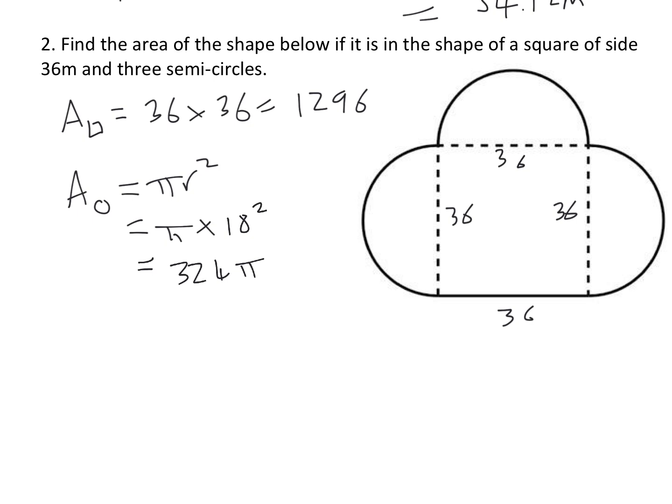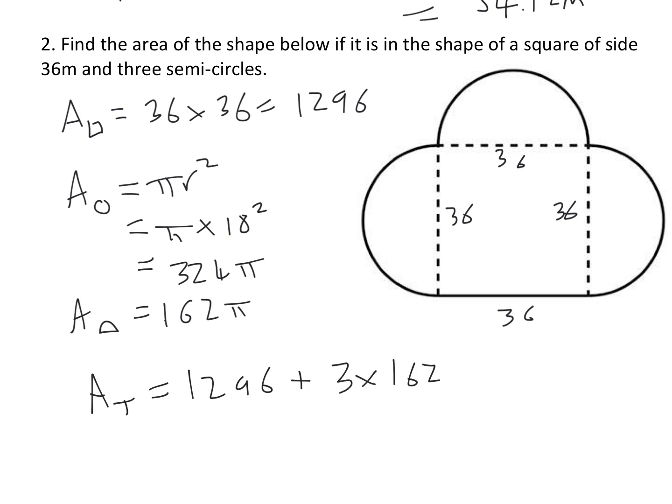A semicircle is going to be half of that. So half of 324 pi is 162 pi. The total area then is going to be the area of the square, 1296, plus we have 3 semicircles. So 3 multiplied by 162 pi. 3 times 162 pi plus 1296 gives 2822.81.